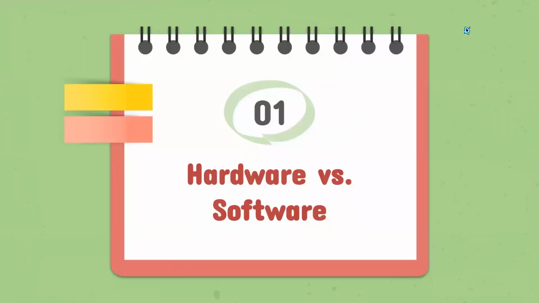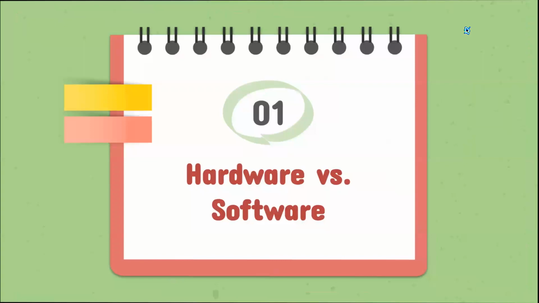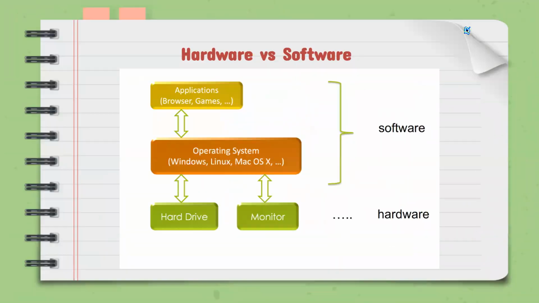So the first topic we're going to be covering is hardware and software. If you look on the screen right now, you'll see the basic structure of hardware versus software. The software in this scenario would be the applications such as your browsers, such as Google Chrome, and games such as whatever games you are playing at the moment.